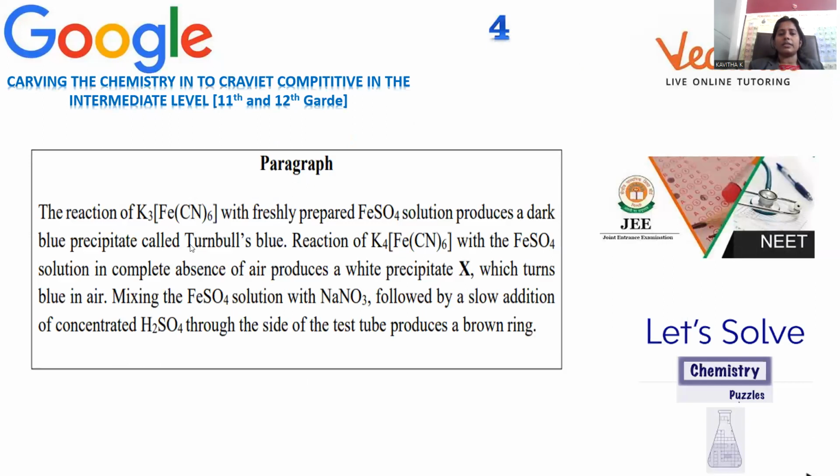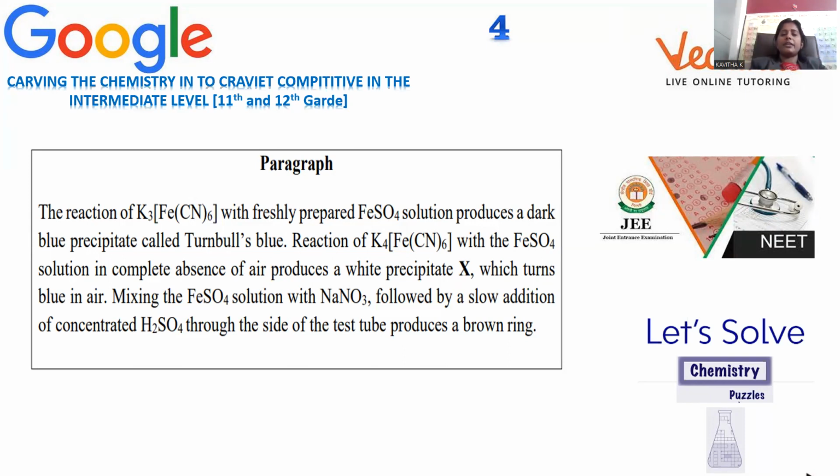Question number 4 is given from the paragraph. If we read the paragraph thoroughly, then only we can answer the subsequent questions. The reaction of K3Fe(CN)6, potassium ferricyanide, will be taken. It is added to freshly prepared ferrous sulfate. Ferrous sulfate is always freshly prepared. Why we can't store ferrous sulfate in the laboratory: ferrous sulfate has iron in the +2 oxidation state, and it is highly unstable in nature.